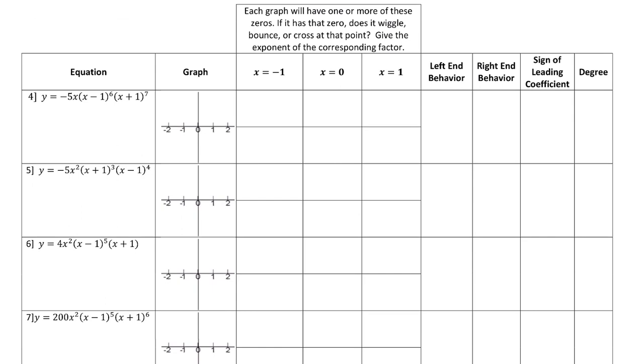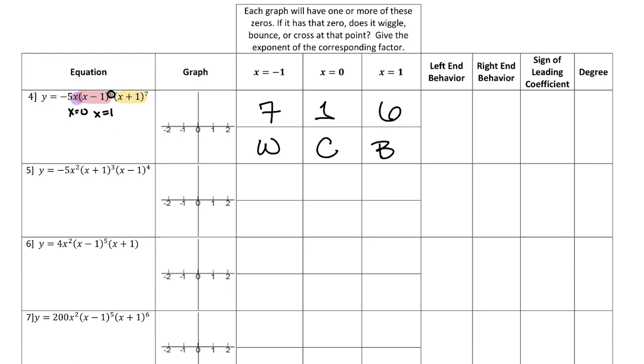Okay, so let's take a look at number 4. We've got our factor x. So that goes with the 0, x equals 0. It's got multiplicity 1, and so that's going to be a cross. Now let's do the x minus 1 factor. That goes with x equals 1, and we've got multiplicity of 6. So that's going to correspond to a bounce. Now we're going to go on to the x plus 1 factor. That corresponds to x equals -1, and it has a multiplicity of 7, so that's going to be a wiggle.